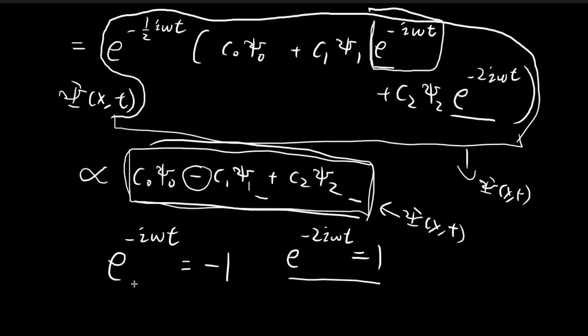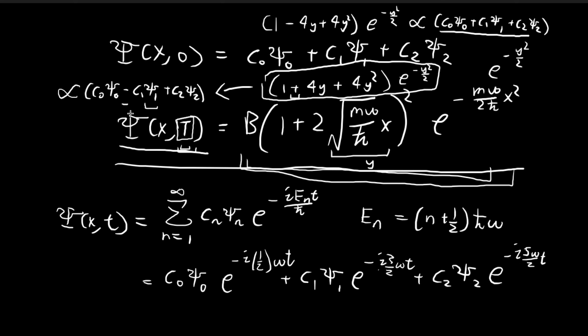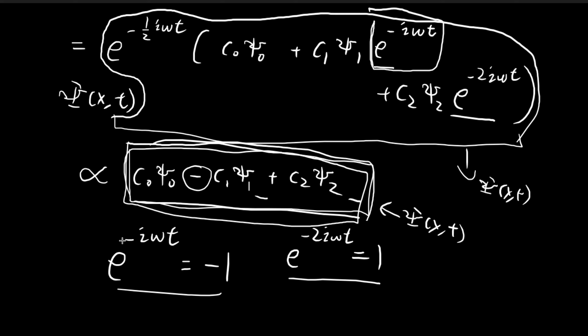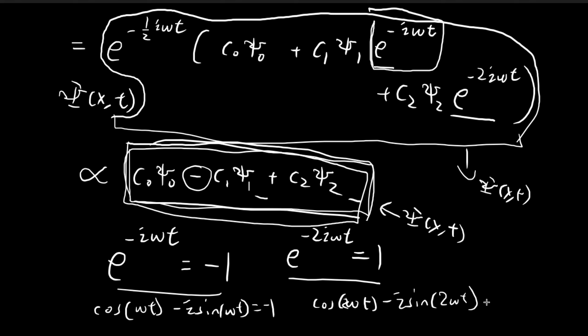And so if both of these conditions are satisfied, then this wave function here will indeed be proportional to this term. And we know that we need our wave function to be proportional to this term in order for this condition to be satisfied, in order for our wave function to take on such a form. And so these are the two conditions that we need to consider. So I can express this in terms of sine and cosine. I can express this as cosine omega t minus I sine omega t is equal to -1. And then we have cosine 2 omega t minus I sine 2 omega t is equal to 1.